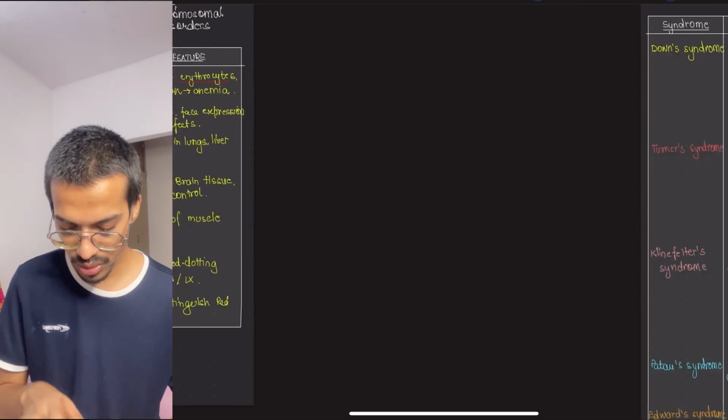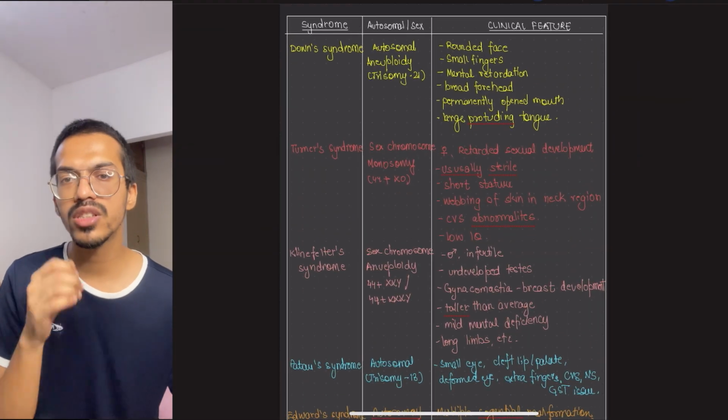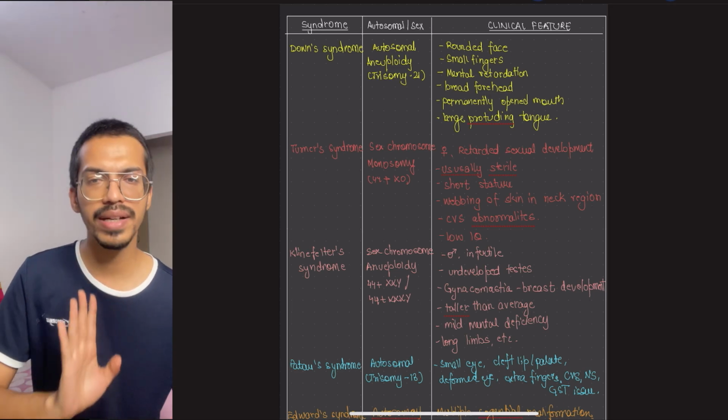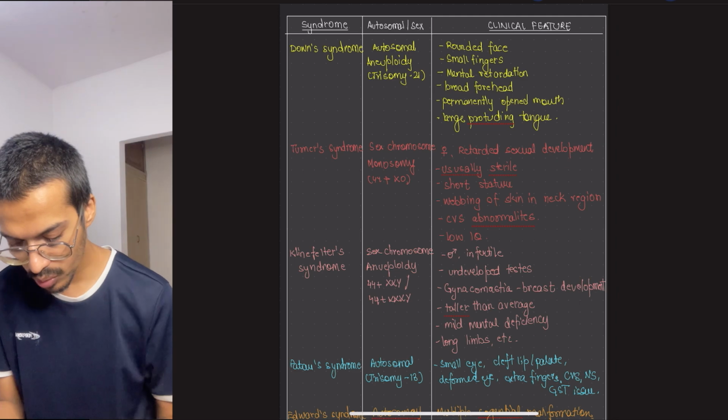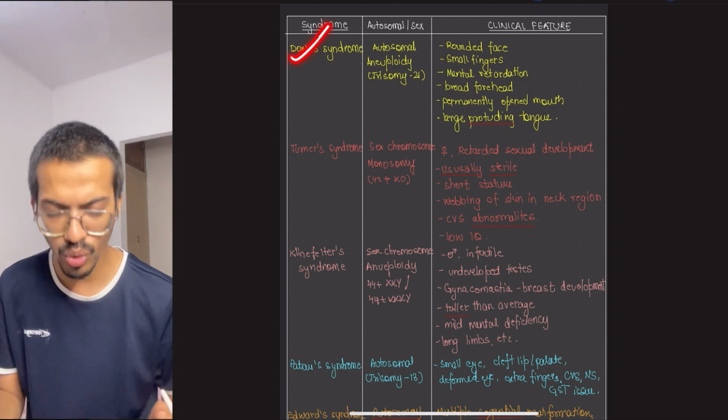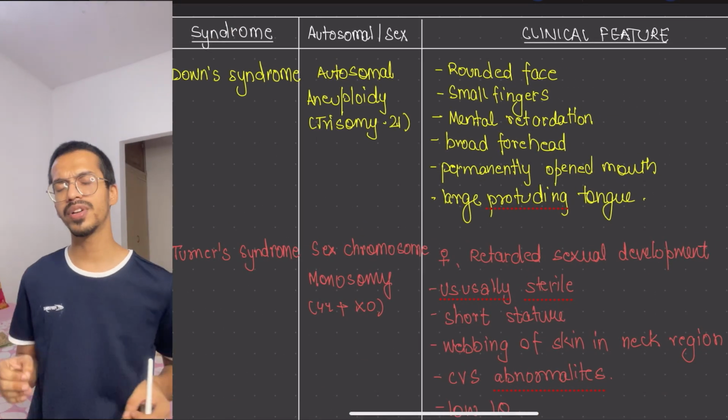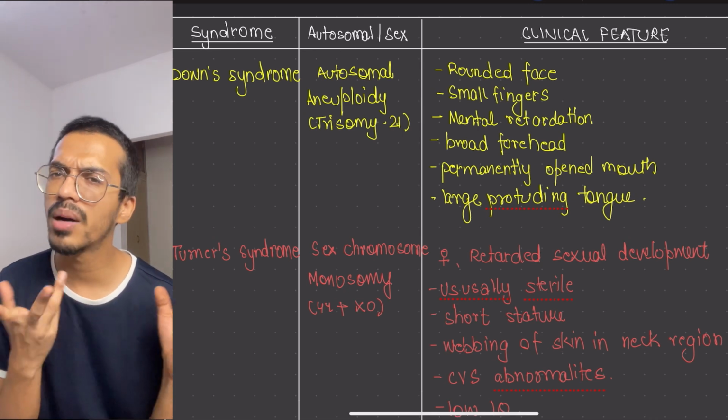After that come the chromosomal disorders, in which the chromosome number either increases or decreases. Simple, that is aneuploidy, if you remember that. So first is Down syndrome, very common when you go into the medical field. This patient will keep on coming a lot. Why?